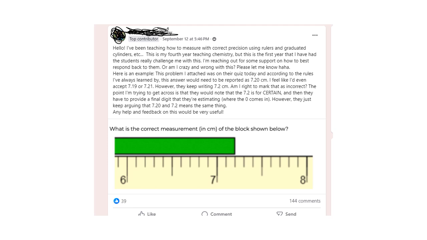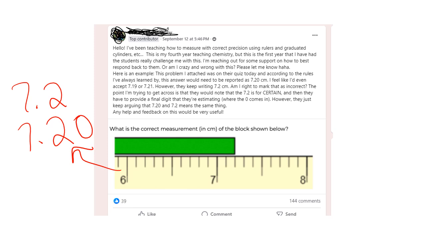For example, this was on a chemistry teacher's Facebook page, where a teacher is saying that her kids are arguing with her and whatever, saying that, okay, this would be 7.2. She's saying it should be 7.20. And her students are, I don't know, yelling at her. I blocked off her name and picture because I know this video will get dozens of views, and I don't want it. She might be crazy or something.